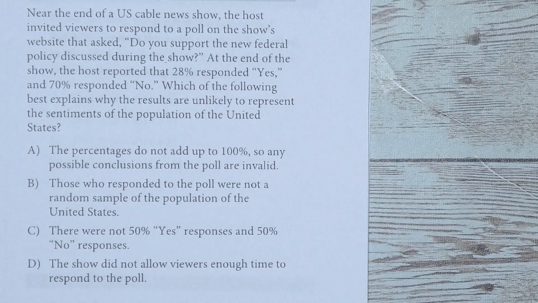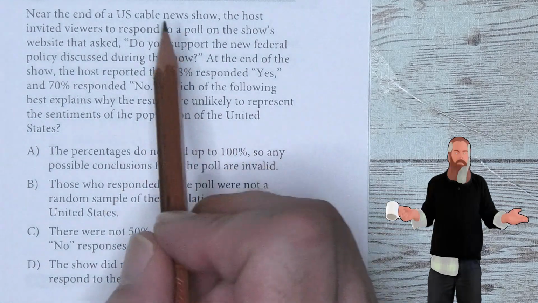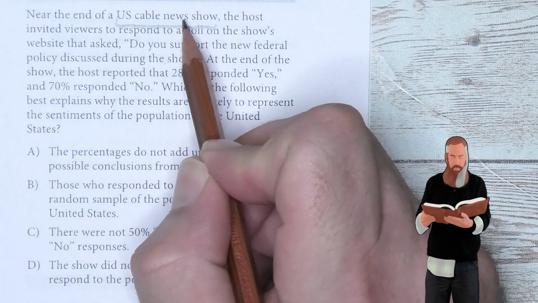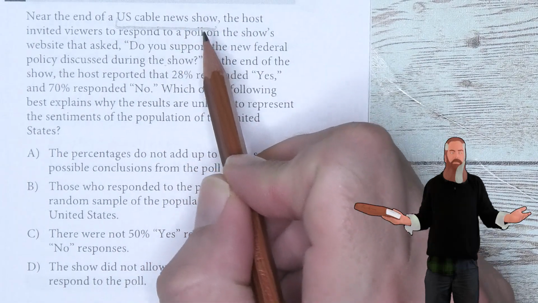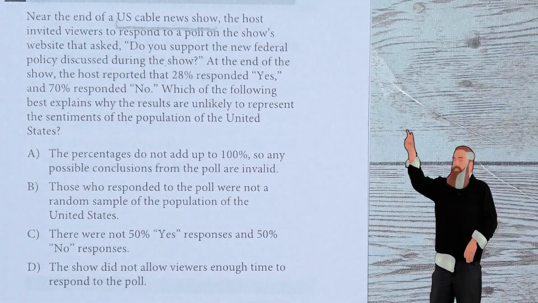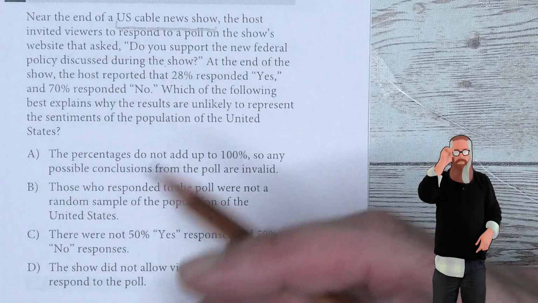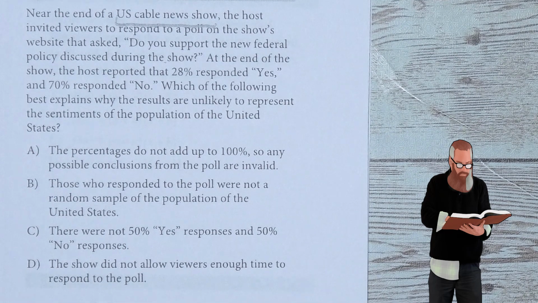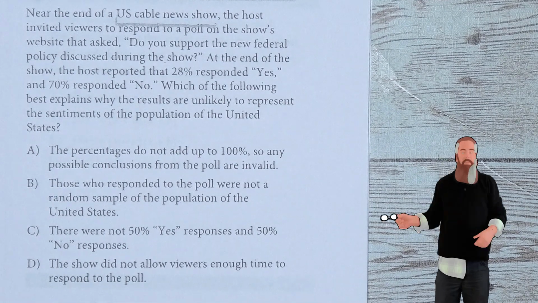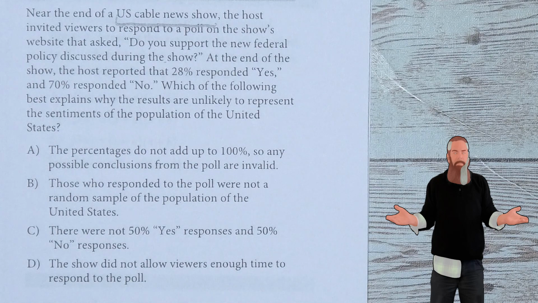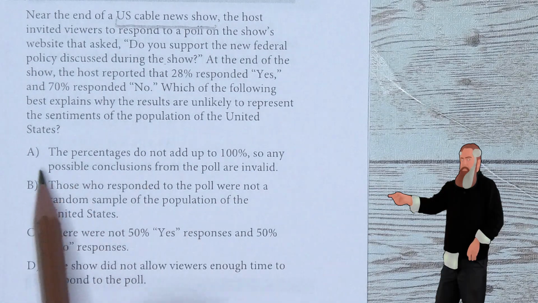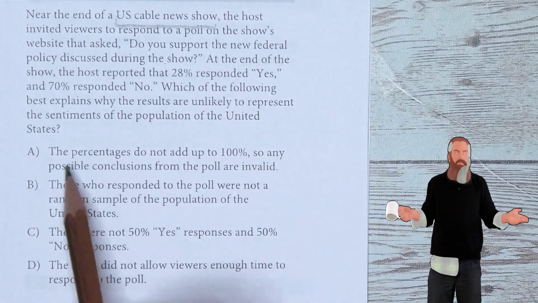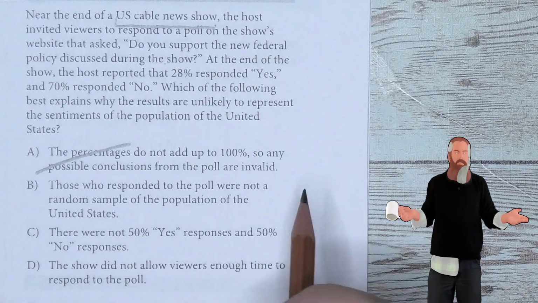So we have to understand right here this U.S. cable news show. And this means that whoever watches it does have some viewer bias. Left wing doesn't tend to watch right wing, and right wing doesn't tend to watch left wing. And so there's a division. The percentages do not add up to 100%, so any possible conclusion from the poll is invalid, which is not true, because when you deal with anything in statistics, there's always going to be a plus or minus variation to cover for any kind of mistakes.